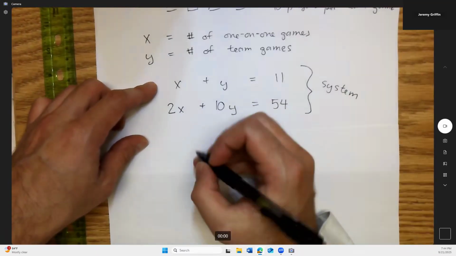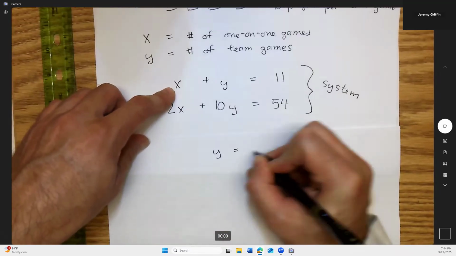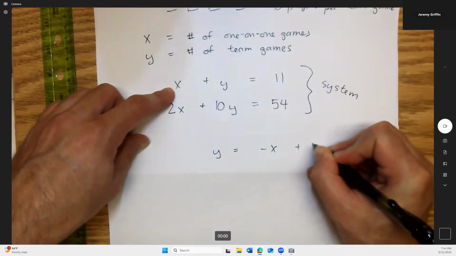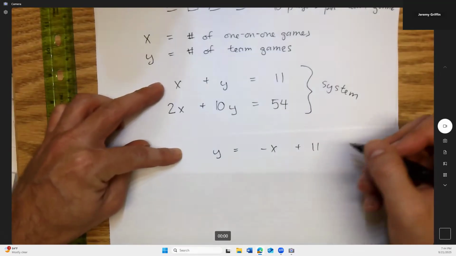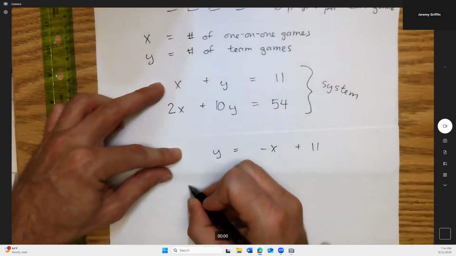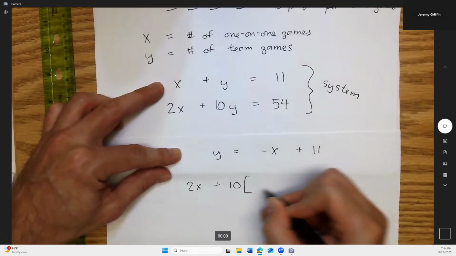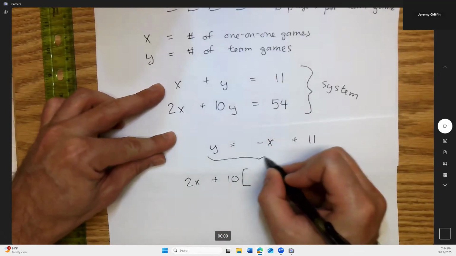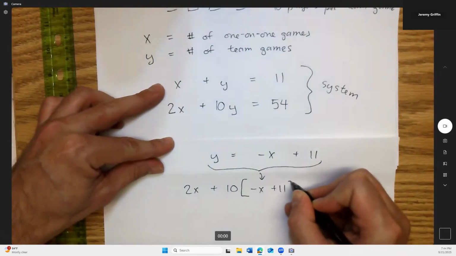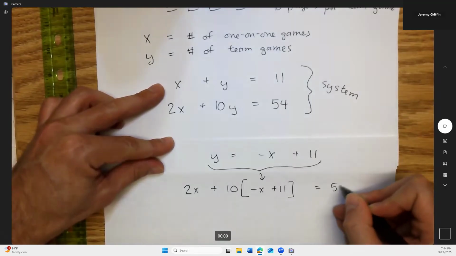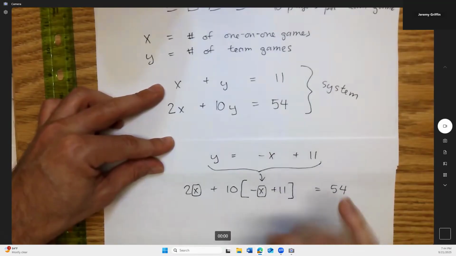If you want to do substitution, I would do something like this. Subtract over x, and you get y equals -x plus 11. This is the same thing as the first equation. Then I can take that and substitute it into the other expression, 2x plus 10y. But I'm not going to say y. I'm going to say this whole expression, -x plus 11, because that is y. Has to total 54. Then I have one equation and one unknown, so I can solve for x.